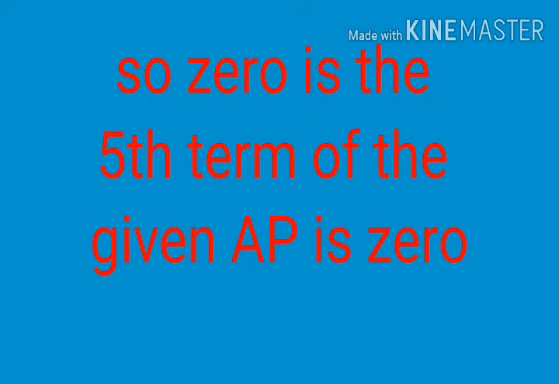So here the value of n is a natural number. So we can say that 0 is the term of this AP. That is the fifth term. That means fifth term of the AP is 0. Fifth term of this AP is 0.